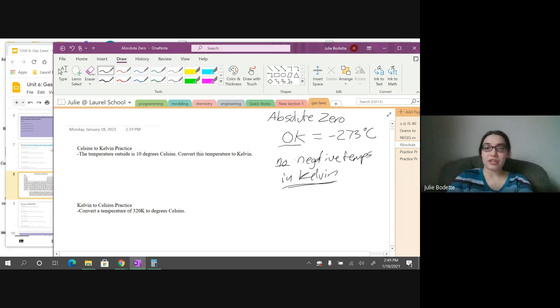Okay, so that's another thing that can help you to remember this. Like, if you're like, oh, shoot, which one was Celsius, which one was Kelvin? Well, it's not negative 273 Kelvin. That does not exist. Okay, but let's convert between them.